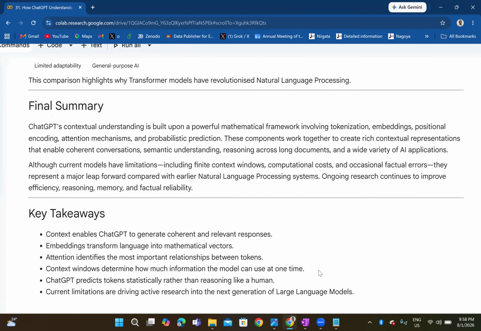So, final summary. I mean, this has been a very long one. ChatGPT's contextual understanding is built upon a powerful mathematical framework involving tokenization, embeddings, positional encoding, attention mechanisms, and probabilistic prediction. These components work together to create rich contextual representations that enable coherent conversations, semantic understanding, reasoning across long documents, and a wide variety of AI applications. Although current models have limitations, including finite context windows, computational cost, and occasional factual errors, they represent a major leap forward compared with earlier natural language processing systems. Ongoing research continues to improve efficiency, reasoning, memory, and factual reliability.